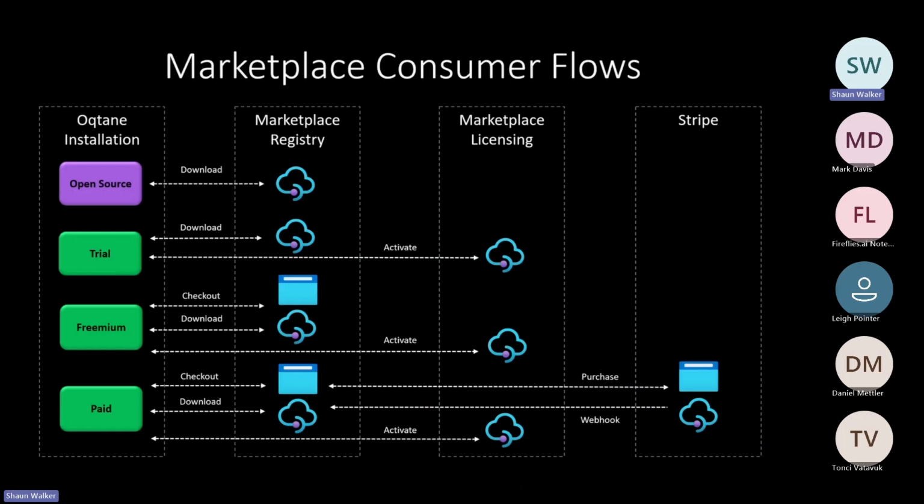So, 4 different consumer flows for obtaining products from the marketplace. Each of them has slight differences.